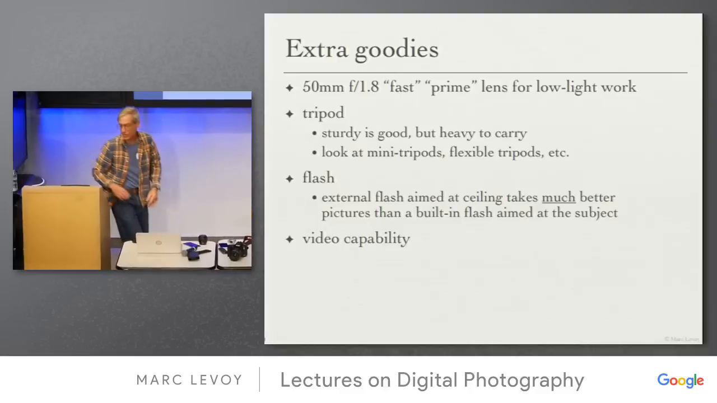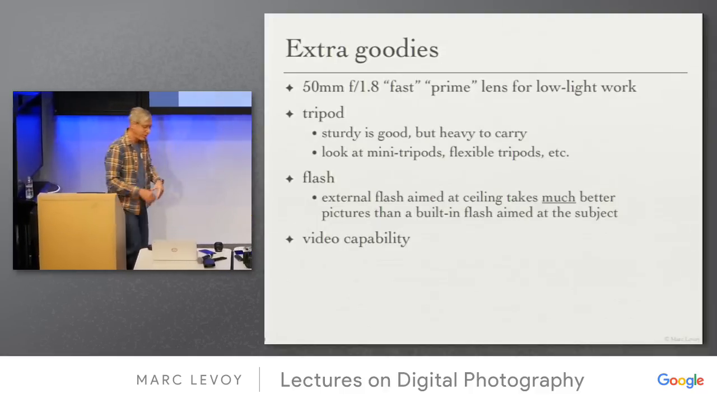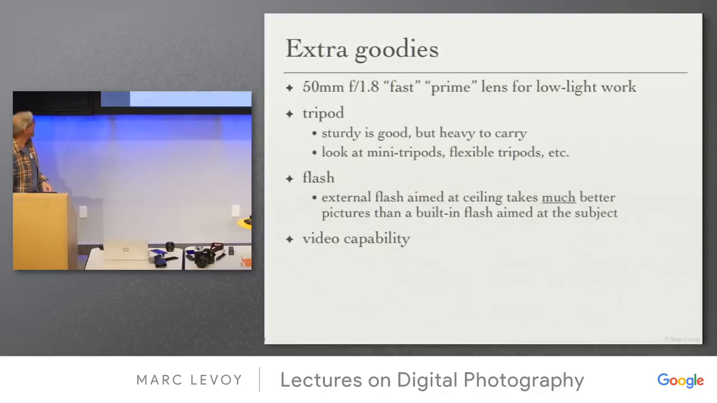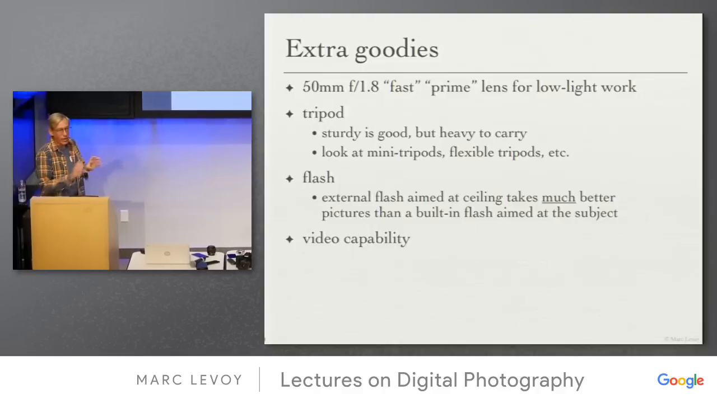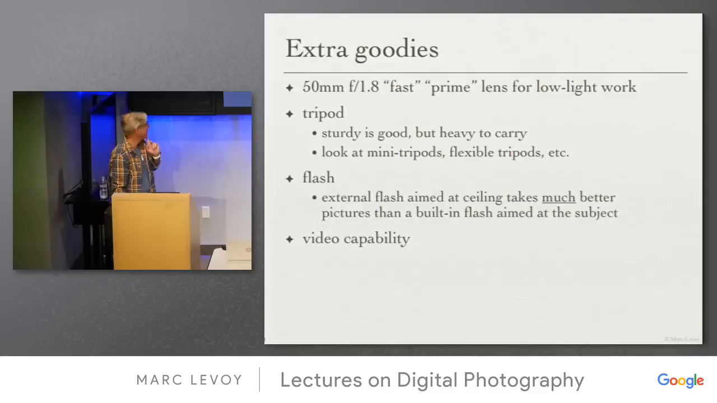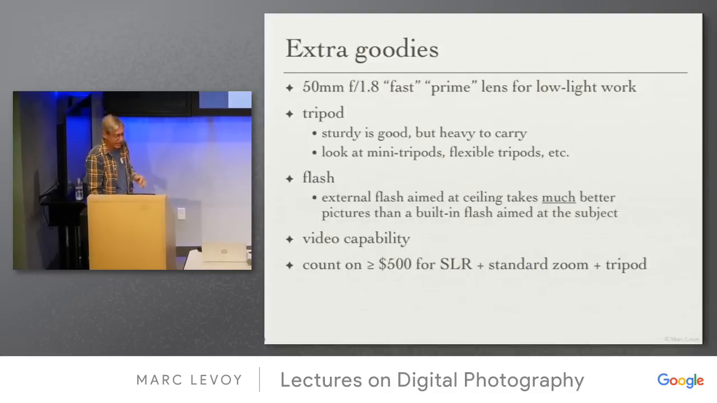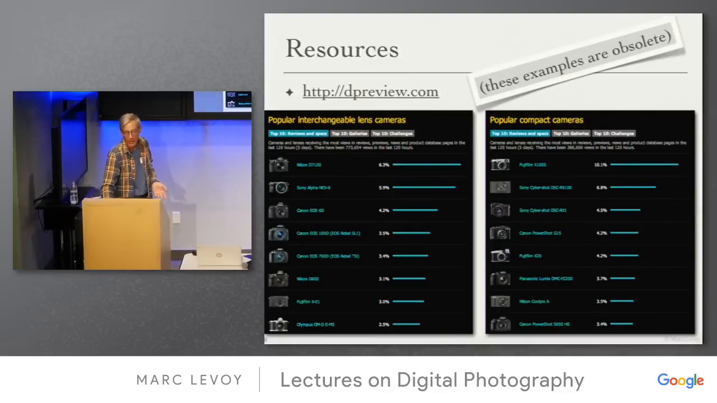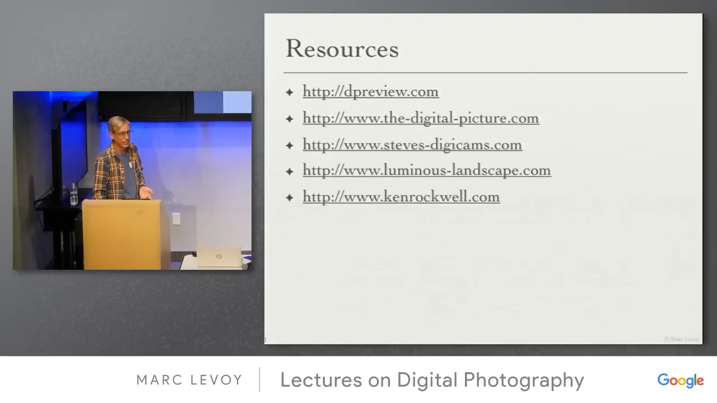It's worth having one of those for evening work, and a tripod. But you don't need a giant tripod. You can get one of these little itty bitty things, and they work just fine. I always carry one of those with me. And flash: the farther your flash is from the lens, the better it will be. We'll talk about flash later on in the course. Having a flash that points at the ceiling is even better because then you get indirect lighting. Most of them have video capability at this point. Count on spending this much for it. And there are lots of resources. This is out of date, but DP Review is a good place to go to look for reviews of cameras. But there are lots of other places you can go instead.